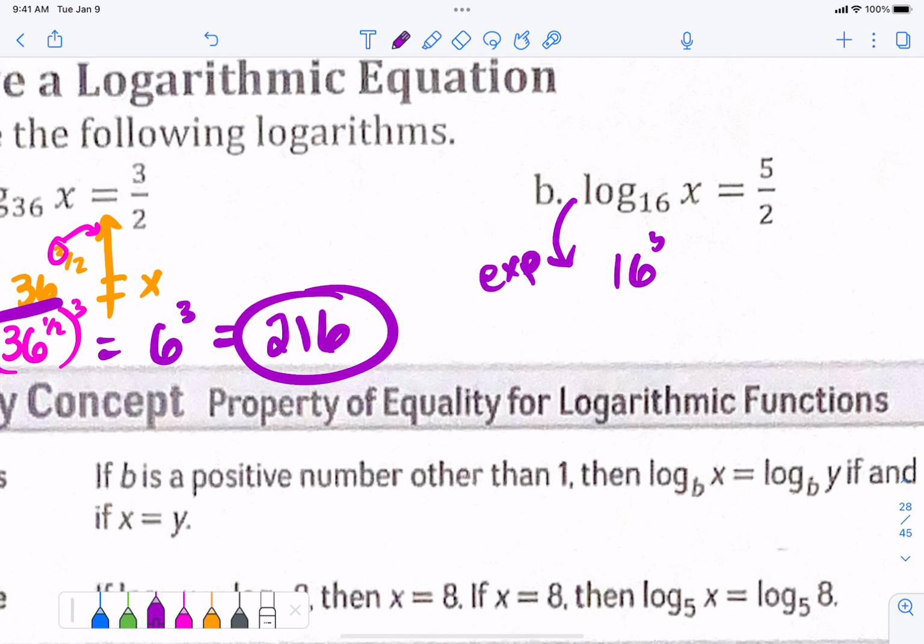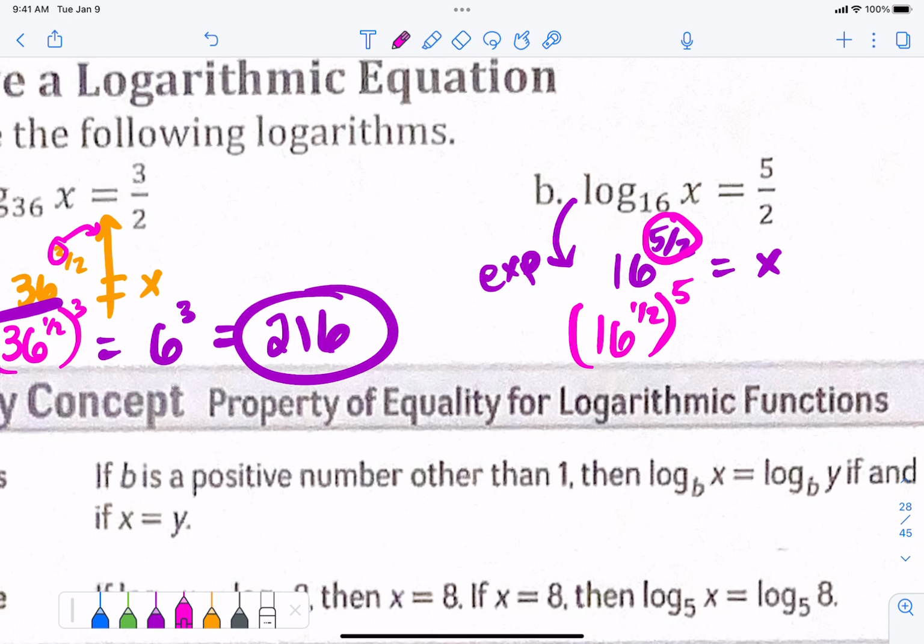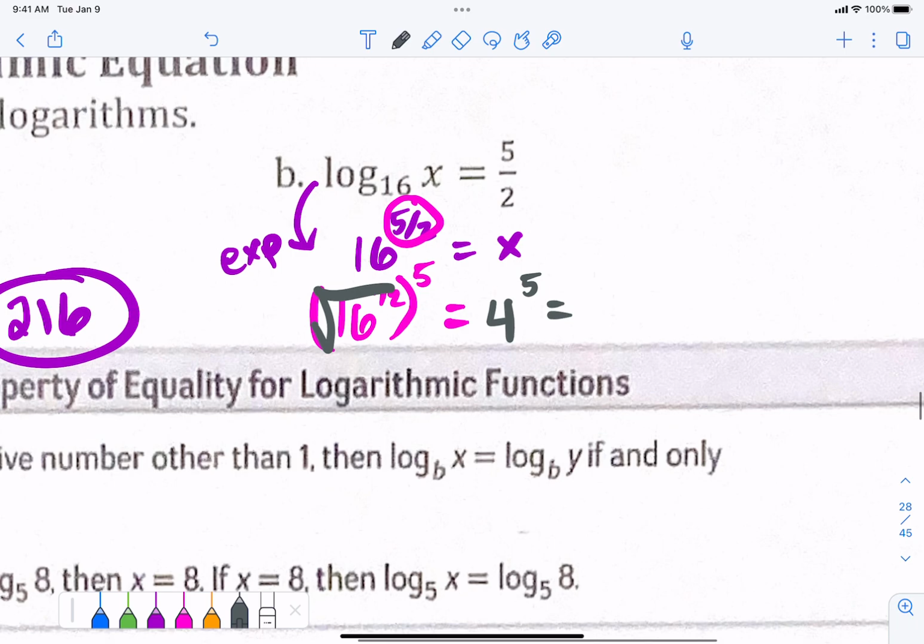16 to the 5 over 2 power equals x, okay? Now, this is like 16 to the 1/2 and then to the 5th, right? If I take the 1/2 out, the 5 goes, okay? But the 1/2 power means the square root, right? What's the square root of 16? 4, and then we take 4 to the 5th power. What's 4 to the 5th power? 1024. There you go.